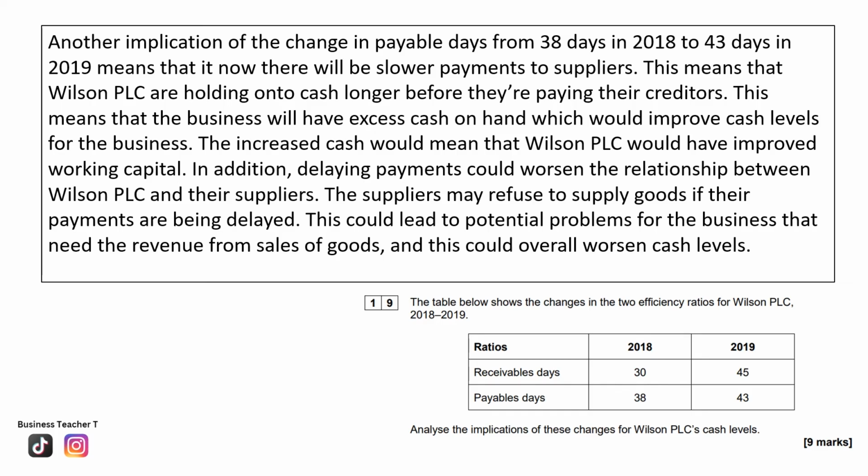As you can see, there's two separate paragraphs showing good knowledge throughout, analysis throughout, and also linking to the data, which is very important.